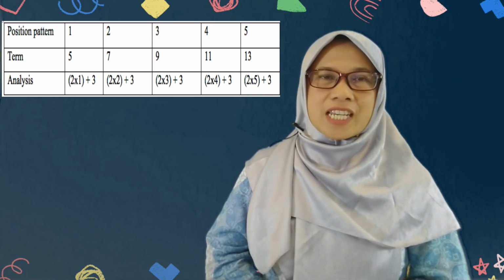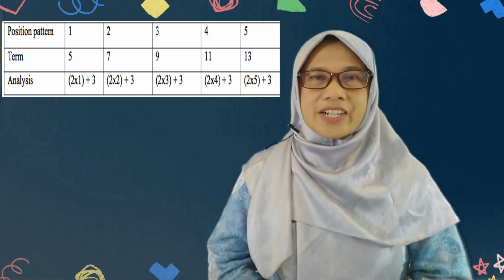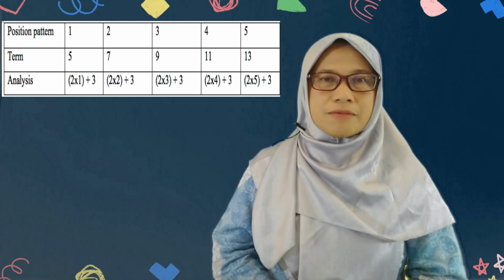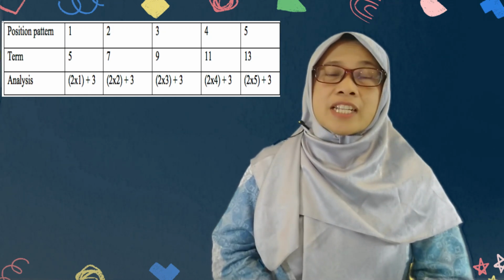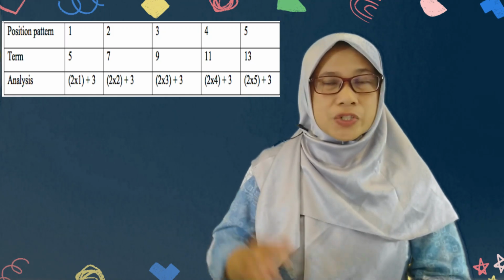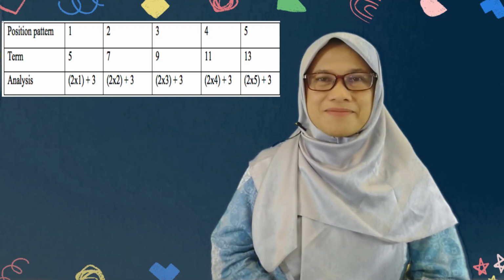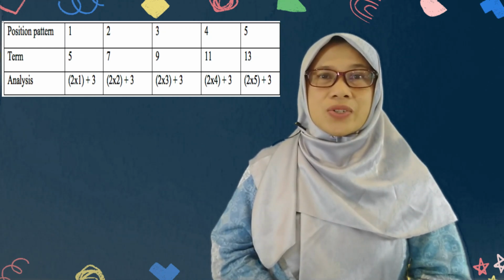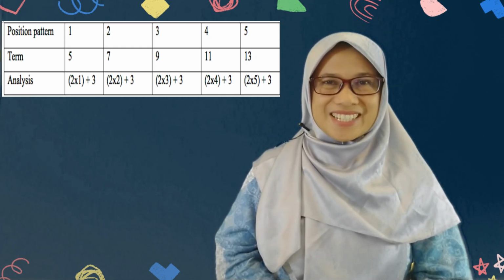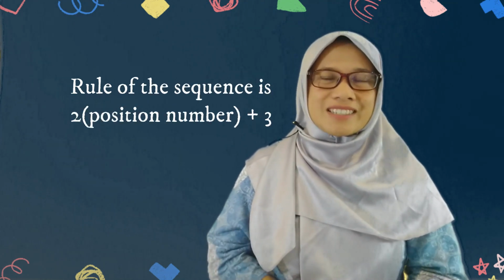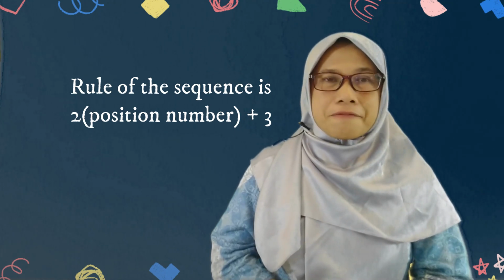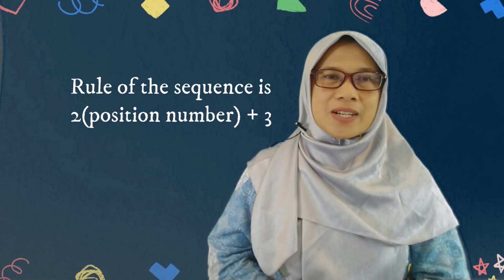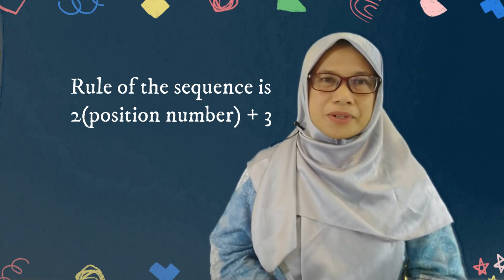And then you see position number 2. There are 7 dots. 7 comes from 2 times 2 plus 3. And then the third pattern, in position number 3, there are 9 dots. 9 comes from 2 times 3 plus 3. So, we can find that the rule of the sequence is 2 times the position number plus 3. From that rule, we can find the other numbers in the next position numbers.